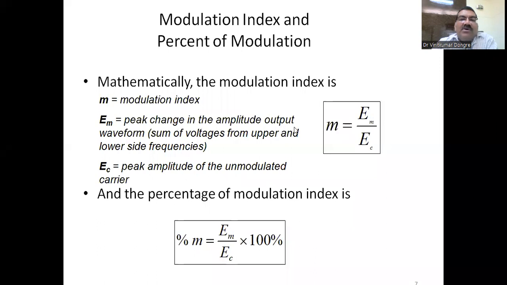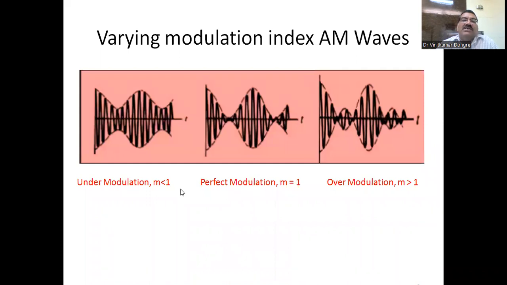change in the amplitude of the output wave, that is the sum of the voltage from the upper and the lower side frequencies. I'll show you what this EM is in the waveform. Somewhere it is called EM or VM, one and the same thing. EC is the peak amplitude of the unmodulated carrier. So you have the unmodulated carrier and you have the modulated. EM is the peak change in the amplitude of the output waveform, that is the sum of the voltage of the upper and the lower sideband. So this is the modulation index.